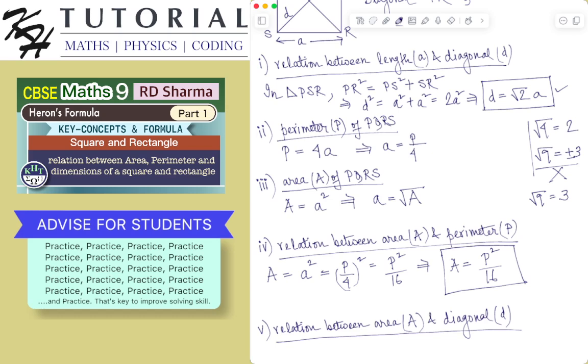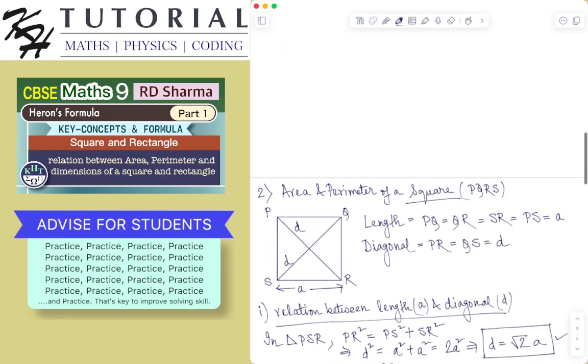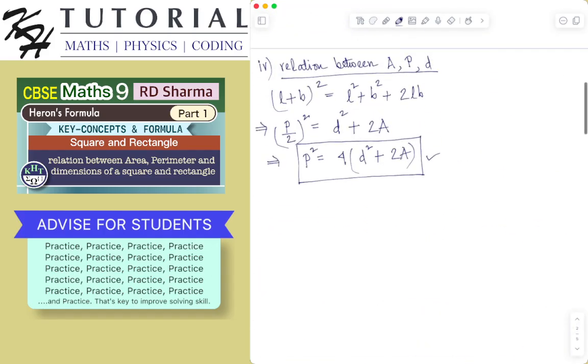99.99% of the chance you will never remember all these formulas except the basic ones. That is, for the rectangle, I do not expect you to remember that P squared is equal to 4 times D squared plus twice A. No, but if you are given any problem which is related to the relation between A, P and D, you must always be able to derive this relation from the basic fundamental concepts of area, perimeter and diagonal of a rectangle.